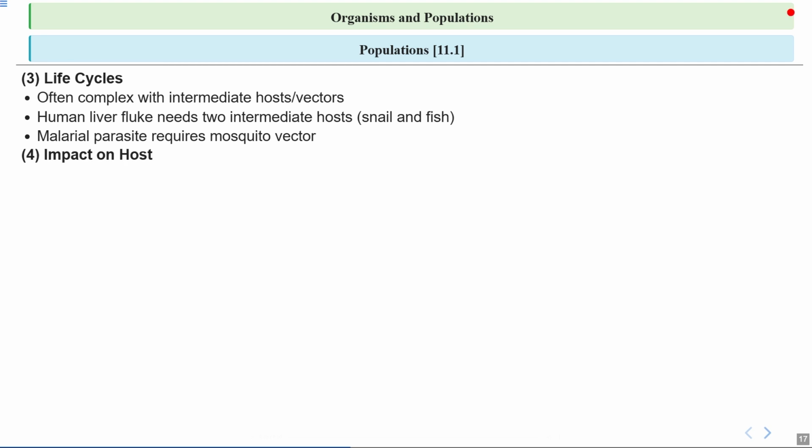Now what is the impact on the host? The majority of these parasites harm their host. They affect their health and well-being, and they absorb nutrients from the host. The host ultimately becomes very weak. These organisms can reduce the survival, growth, and reproduction of their host, so the host's overall fitness is compromised.